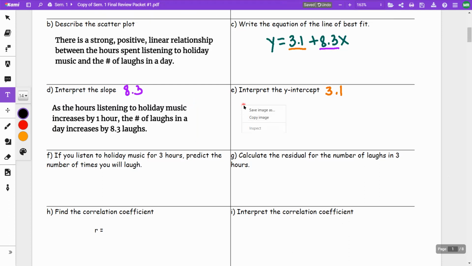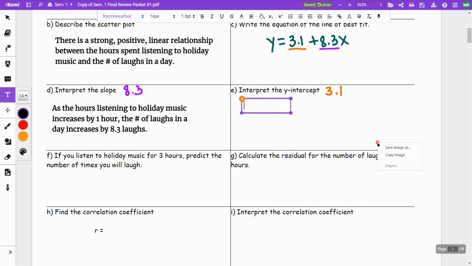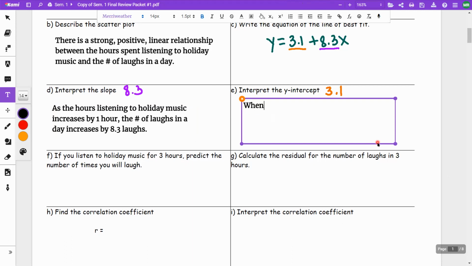Now when I interpret my y-intercept, okay, I am going to say when, and we say when the x is 0, the y is going to be, in this case, 3.1. So when the hours listening to holiday music is 0, the number of laughs in a day is about 3.1.